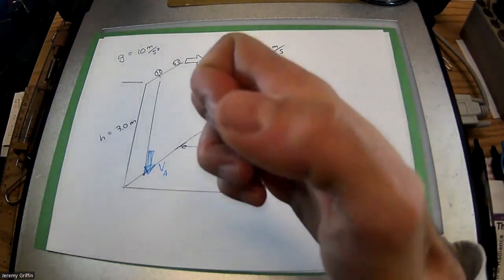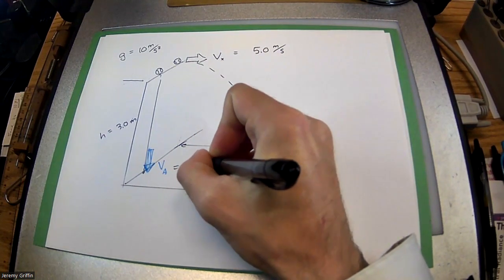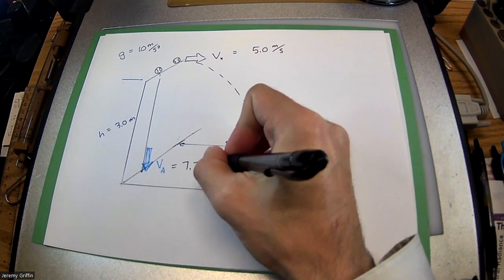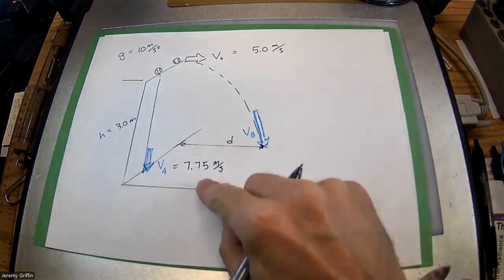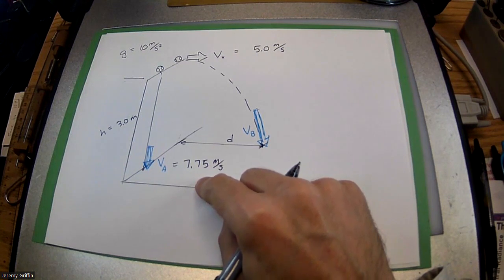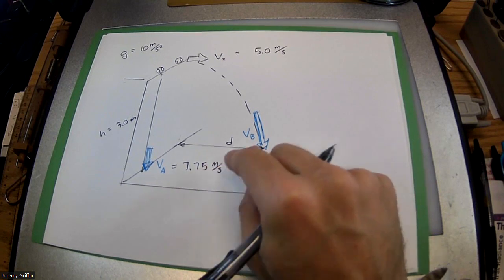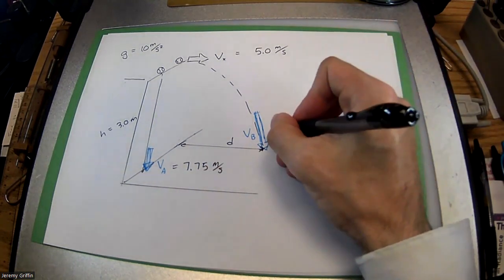What'd you guys get for V sub A? 7.75 meters per second. There you go. Guys, on your FRQs, you're gonna label all your units, right? You're not just gonna have naked numbers. You guys are gonna have units. What'd you guys get for V sub B?